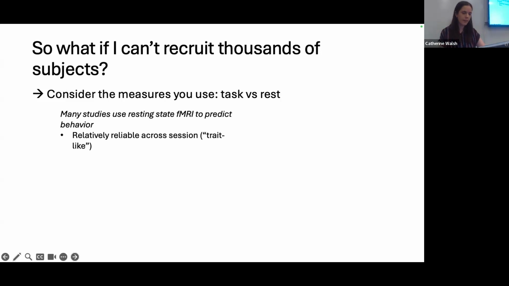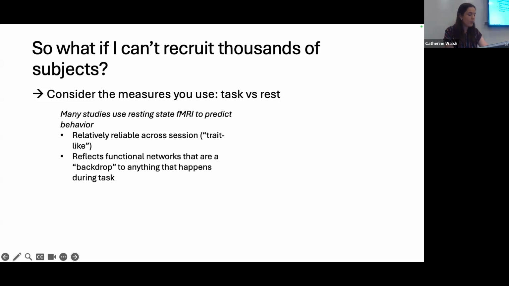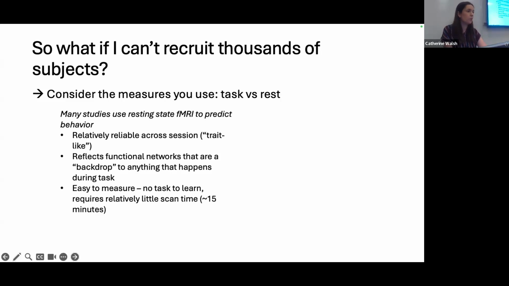It's trait-like. We think that it reflects functional networks that might be a backdrop to anything that happens during tasks. It's relatively easy to measure. There's no task to learn. It requires relatively little scan time overall. And many of the big open data sets use it. So if you have these big publicly available data sets, they often include rest. So you can check the number of subjects box.